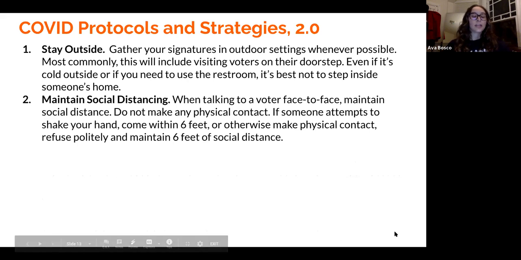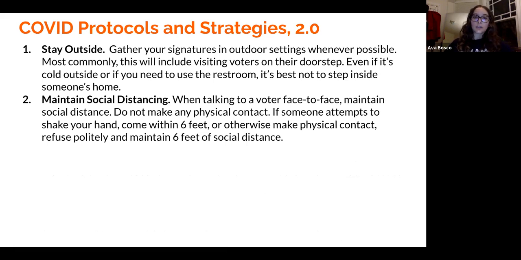Another thing to keep in mind if you are going door to door, you want to stay outside. So you want to gather your signatures in outdoor settings, which is likely going to be very common because you will be visiting voters on their doorstep. Even if it is cold outside, or if you need to use the restroom, it's best not to step inside someone's home. When you are doing your petition circulation, you'll want to make an effort to maintain social distancing. So even if you are talking face to face, make sure to maintain that 6 feet.